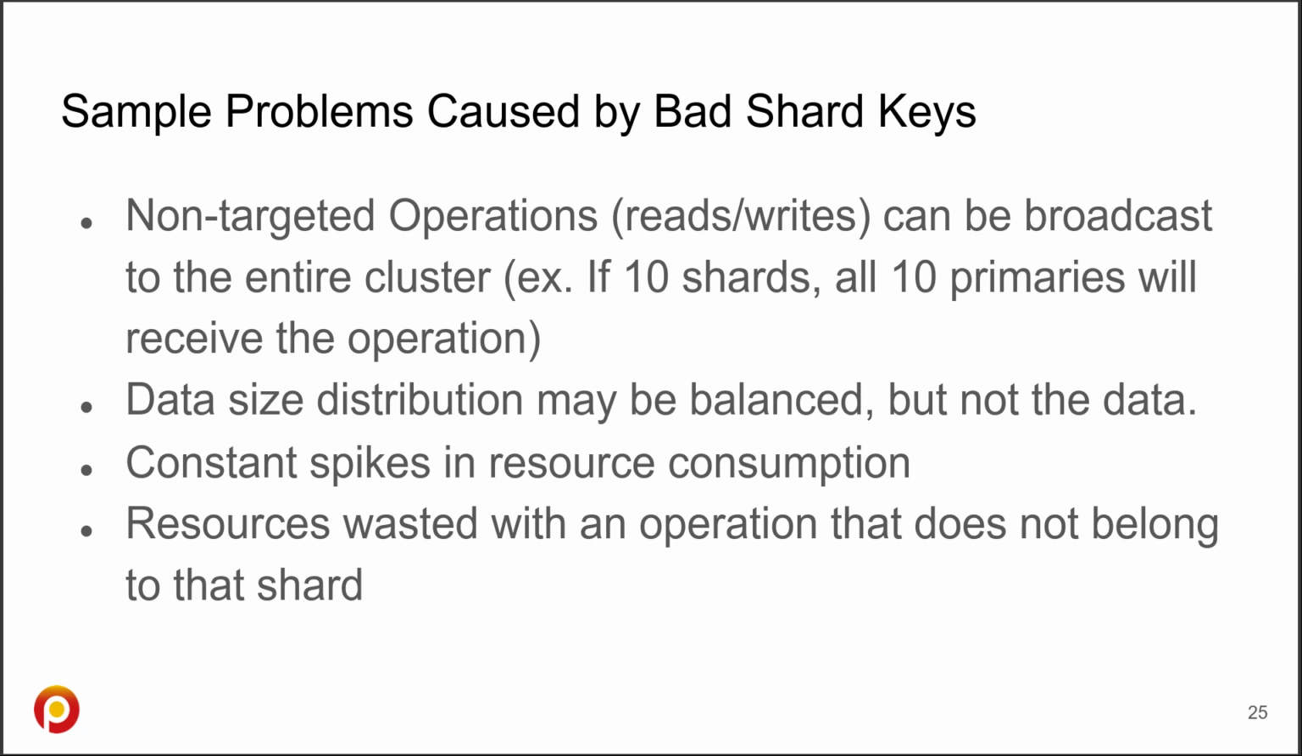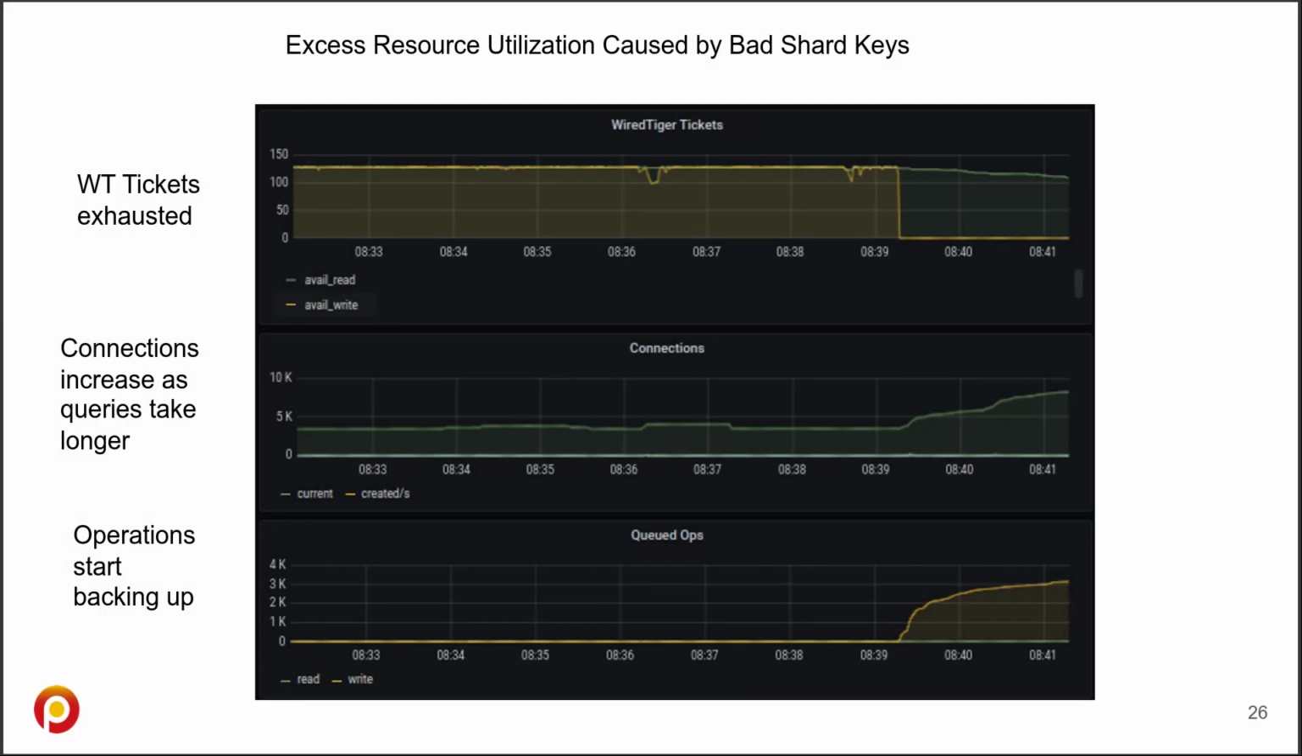And as a consequence, what I mean is resources wasted on operations that do not belong to that shard. Why? Because you have CPU, memory, and disk being requested on shards that do not have the data that you want. Here is an example from PMM where you can see the effect when the queries start running high and they are not targeted, they are not optimized.